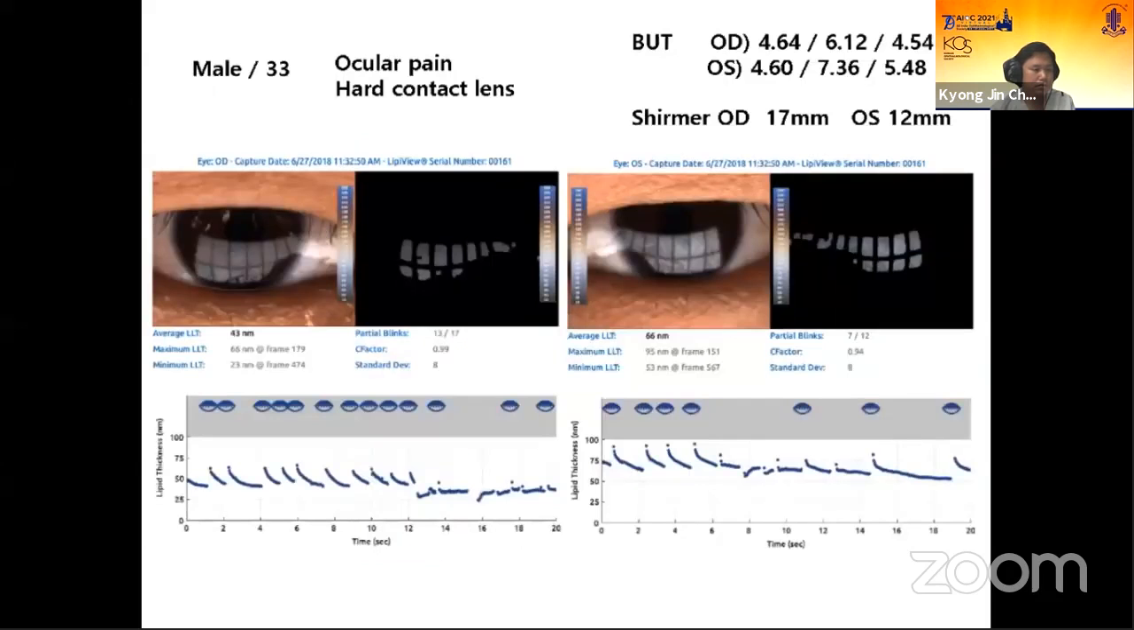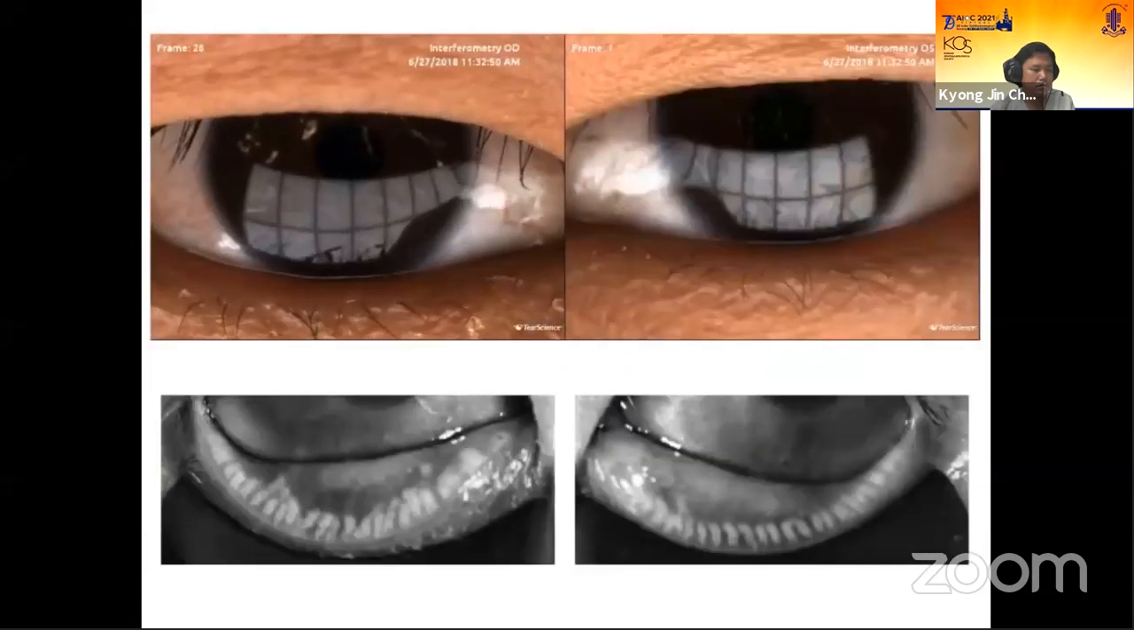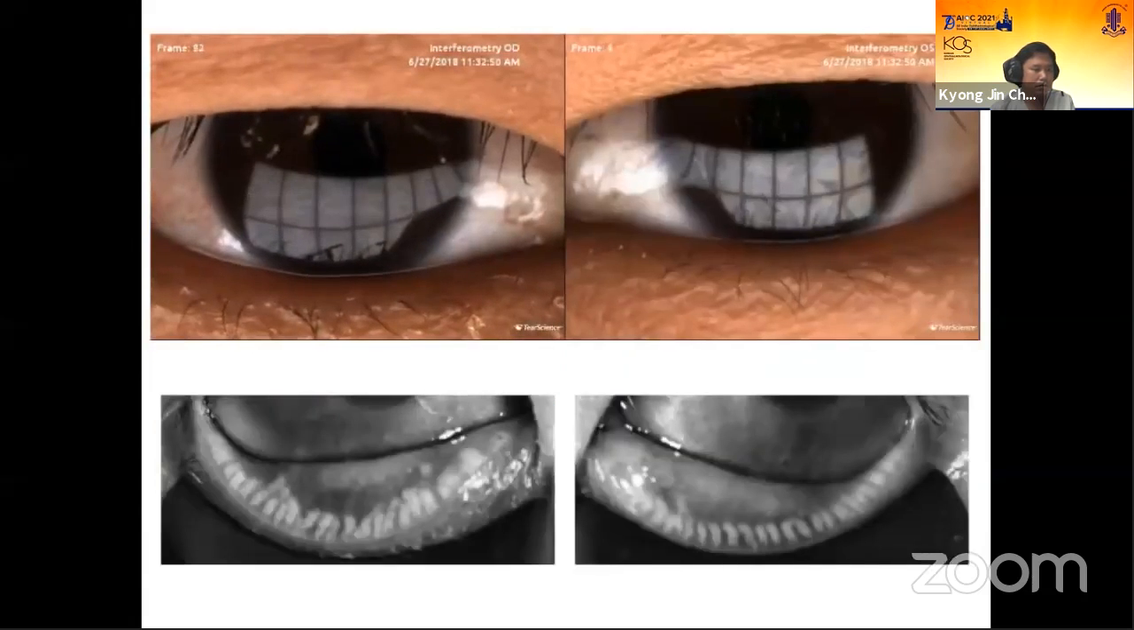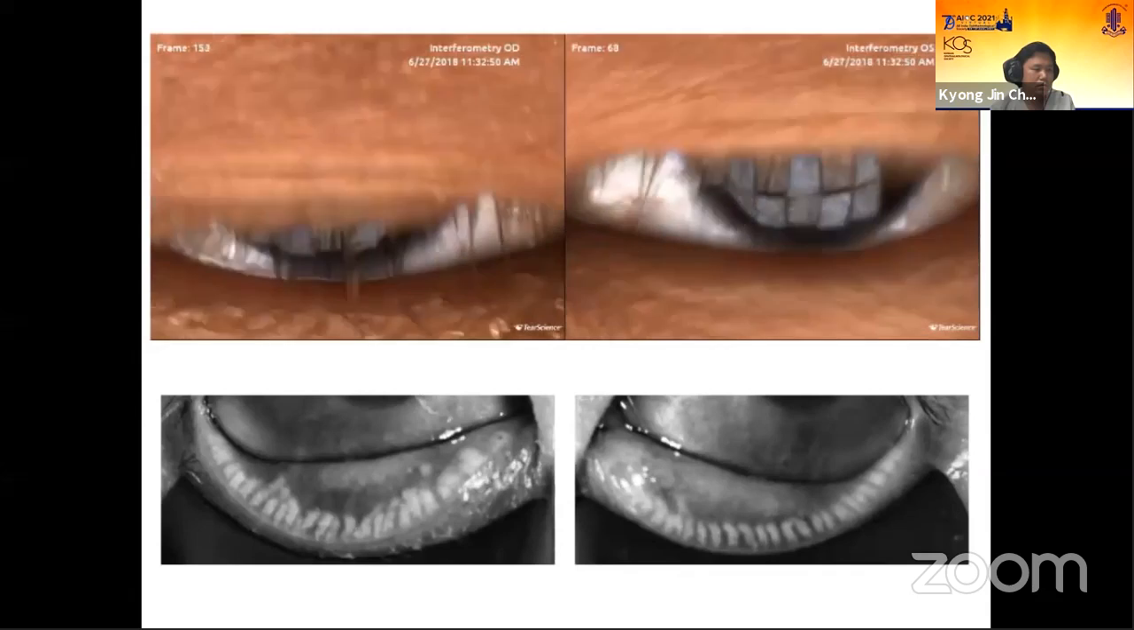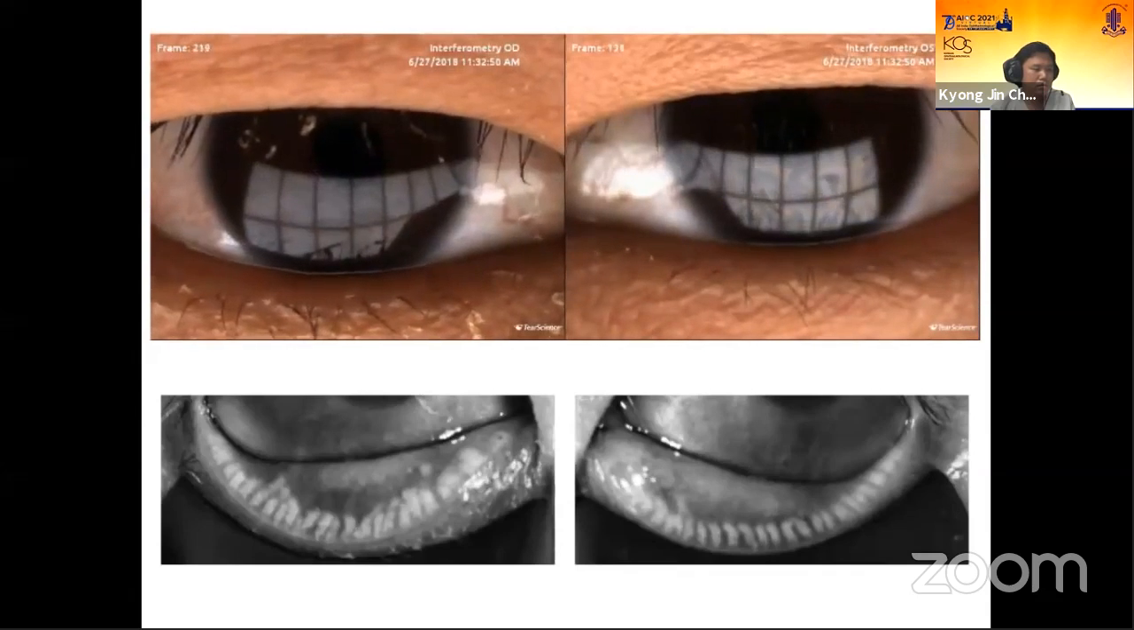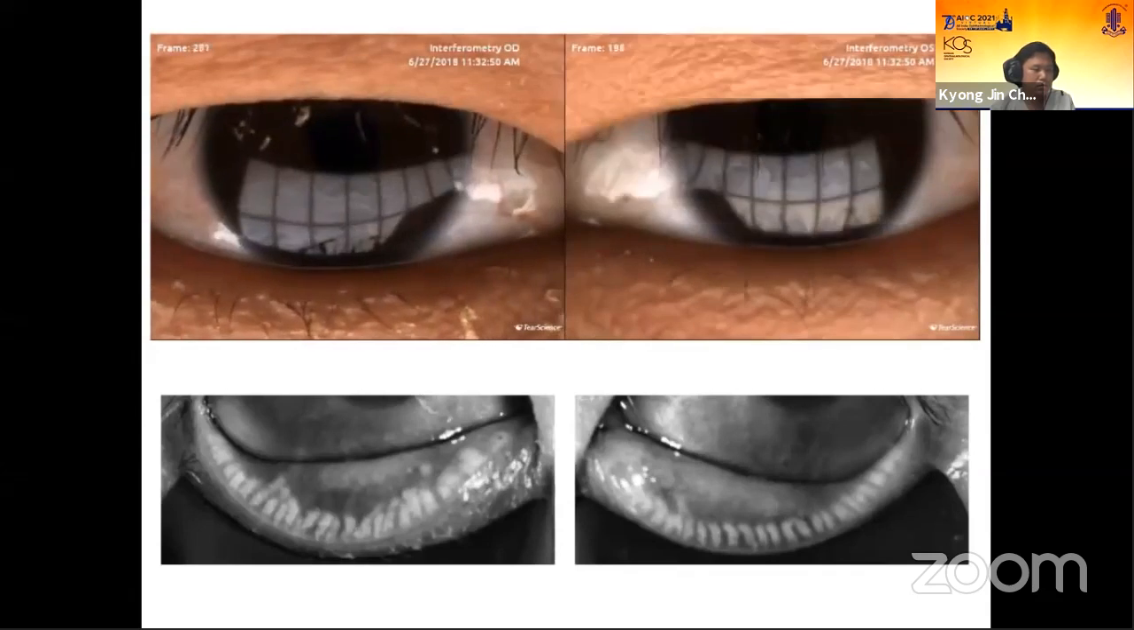In this patient, tear secretion is normal in the Schirmer test, but the lipid layer thickness is 43 nanometers in the right eye and 66 nanometers in the left eye. Meibography shows severe dropout of meibomian glands in both eyes.